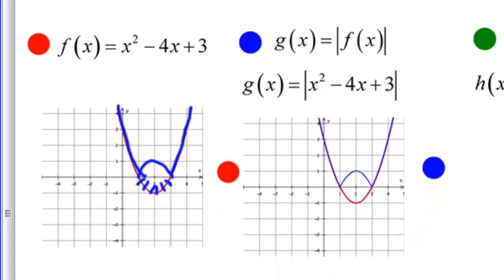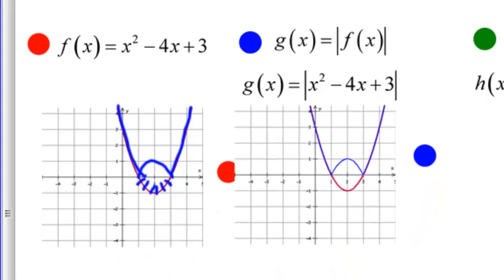This is a much prettier picture than what I drew. But you can see the original function in red. All the positive red values stayed the same, but the negative red values were reflected to those new blue values.